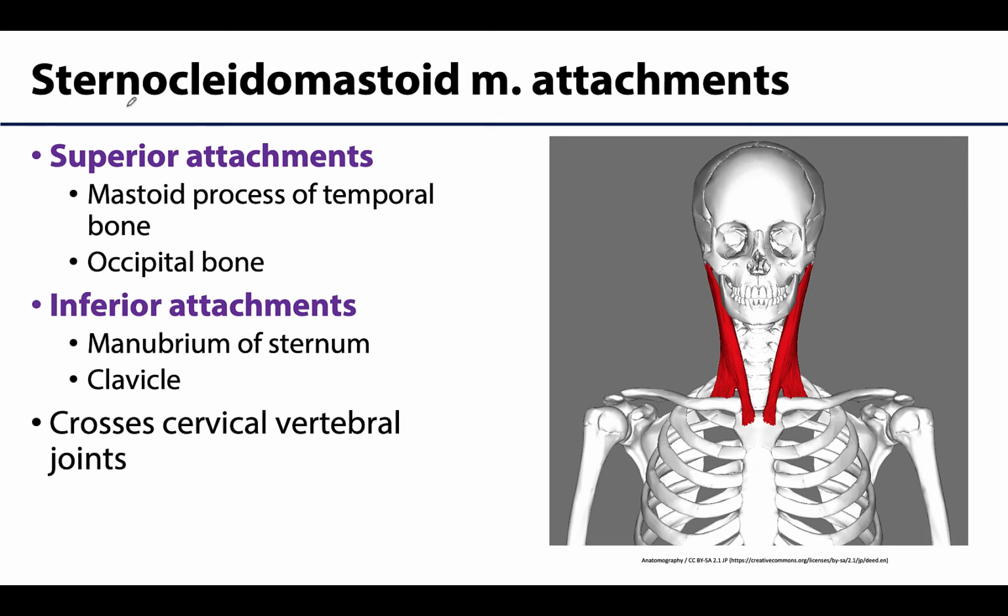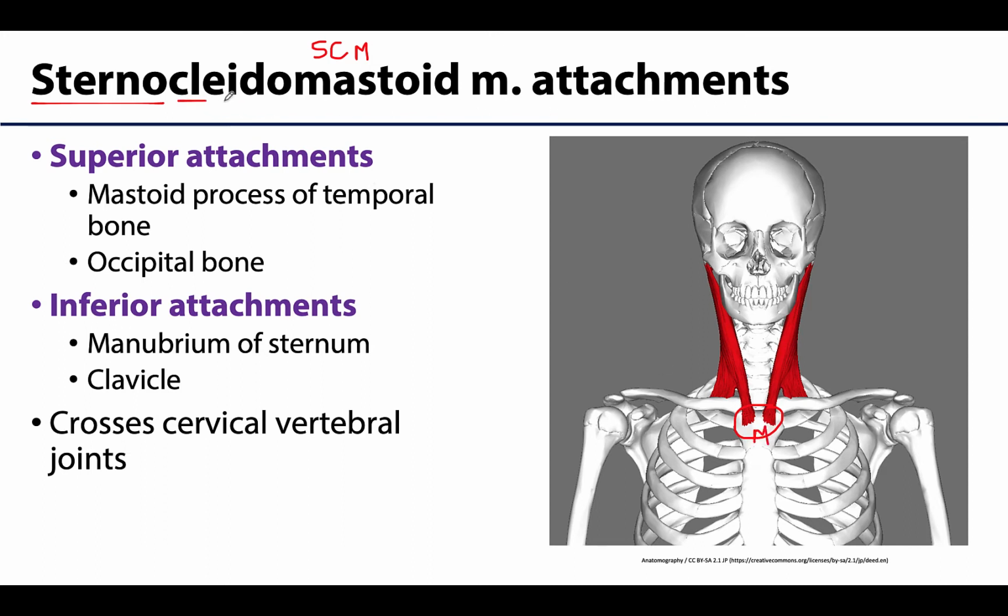Now, what's super cool about the name of this super long muscle, which I remember when I was learning this muscle, I thought, you've got to be kidding me. This name is ridiculous. But it tells you exactly where this muscle will attach. And oftentimes you'll see sternocleidomastoid muscle abbreviated SCM. So the sterno is indicating that there is going to be an inferior attachment to the sternum, specifically the manubrium of the sternum.